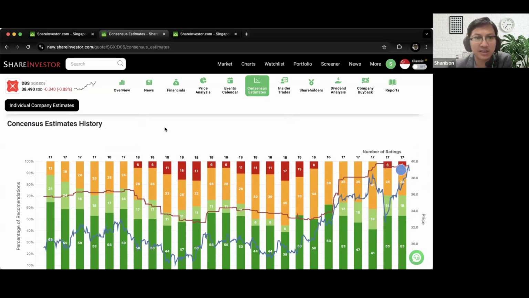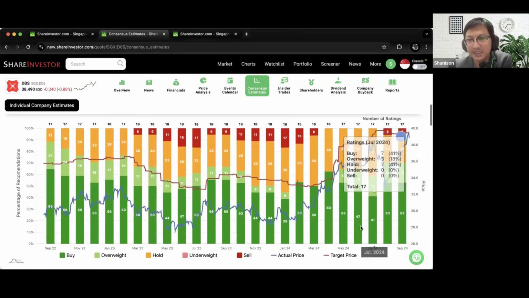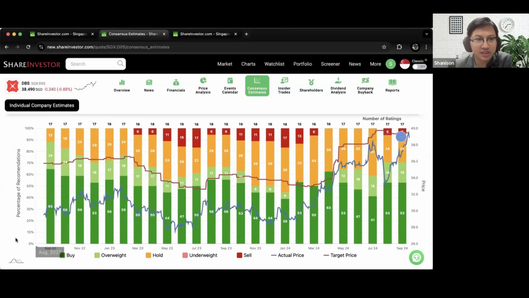And look at these charts. It plots in detail for you. So just now I shared, the red color chart is the consensus estimate average price for each month. One bar is 1 month. The blue one is the underlying share price.